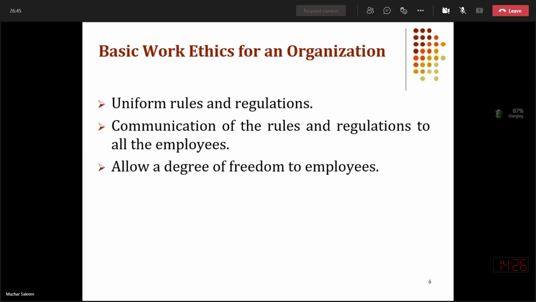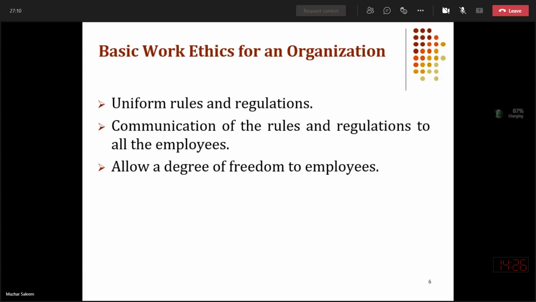Third, a certain degree of freedom should be there for the employees. Now, in the current scenario, I think a lot of employees have a lot of freedom. Earlier, for example, even teachers and students were bound to come on the campus and have classes. But now we have flexibility.